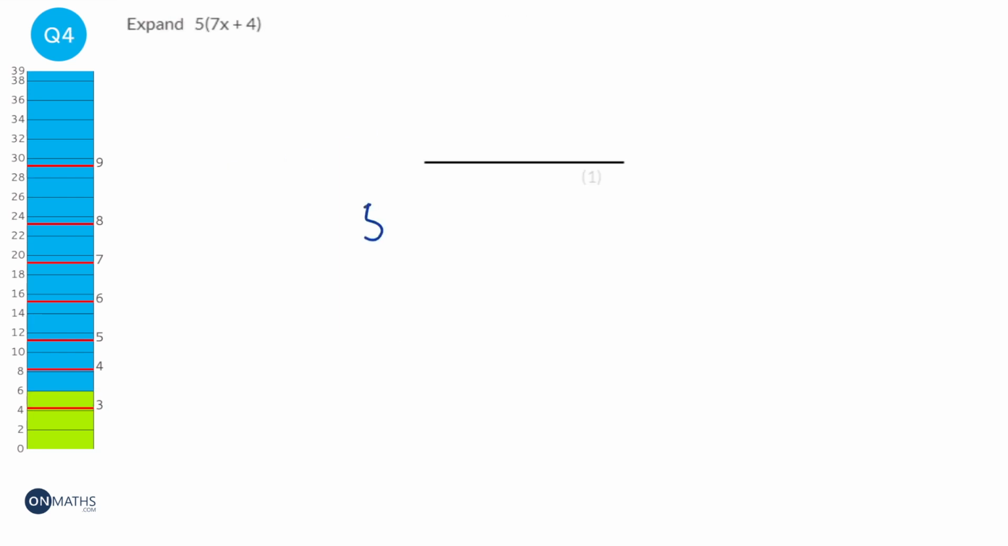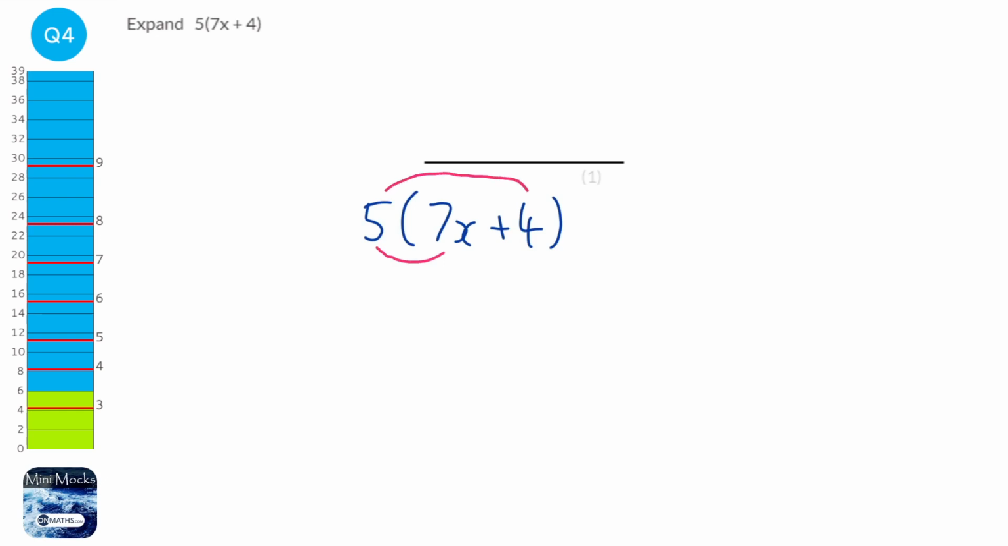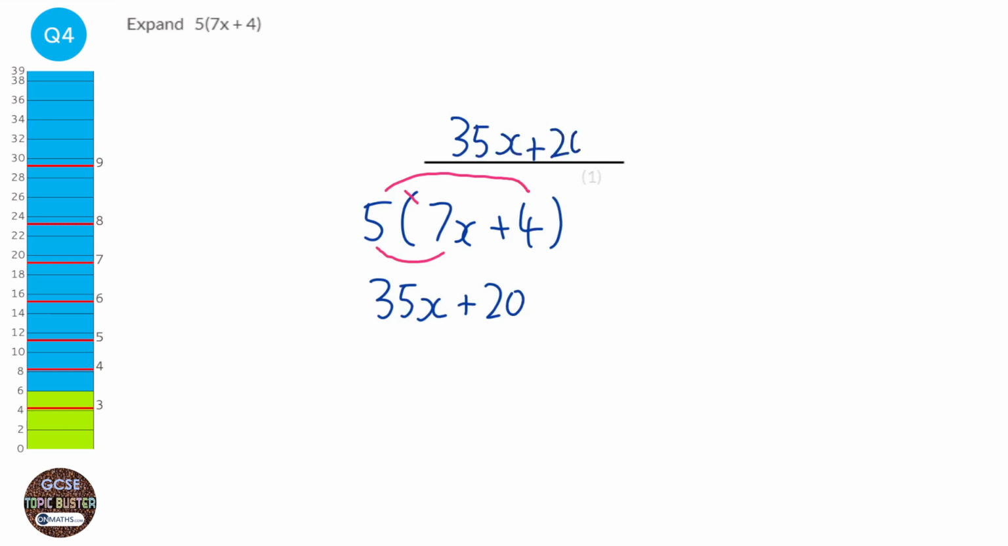Just going to write the question out a bit bigger, just so we've got more room. There are loads of different methods of expanding brackets. I'm going to do smiles and rainbows. So we just draw a smile, rainbow, and I'll put a little line there to remind me to times it. So we do 5 times 7, which is 35, and it's 7x, so it's going to be 35x, and 5 times 4, which is 20. So our answer is 35x plus 20.